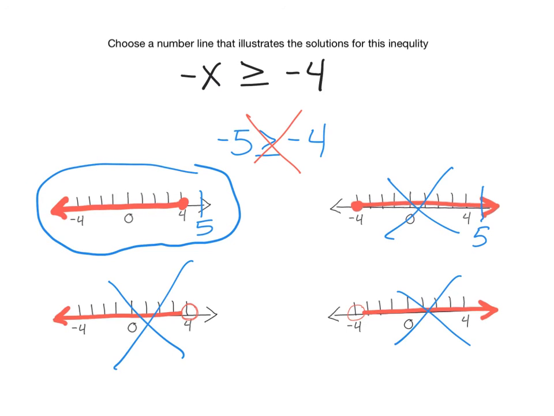So again, remember the negatives here in front of your variable, whether there's a coefficient here or not, is going to cause this to flip around and make your thinking opposite.